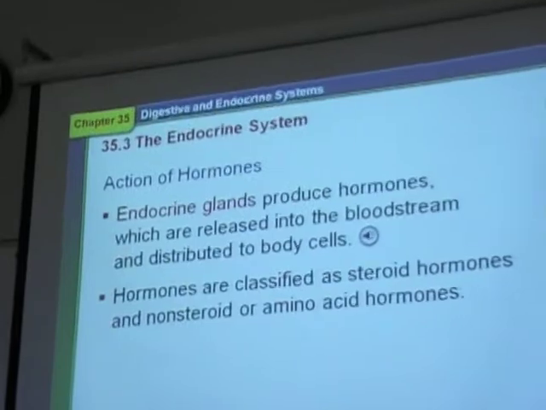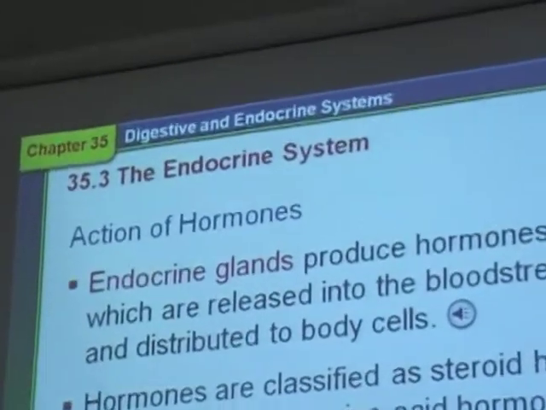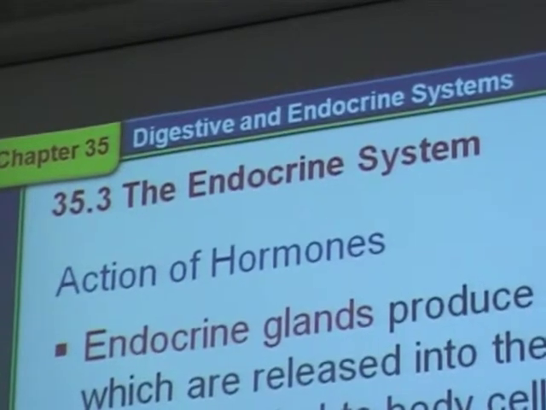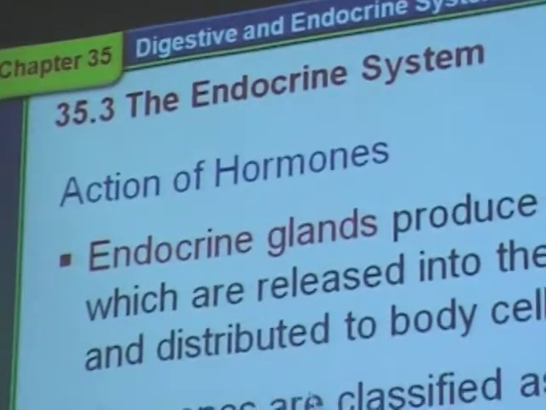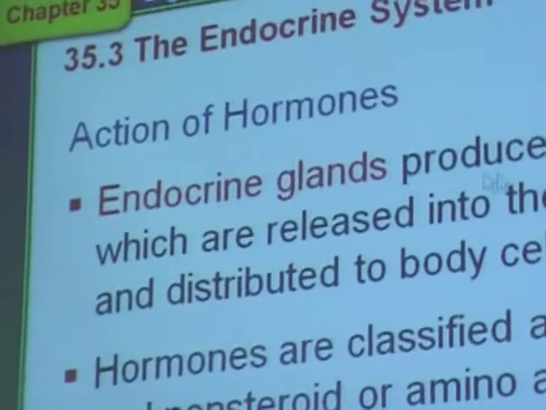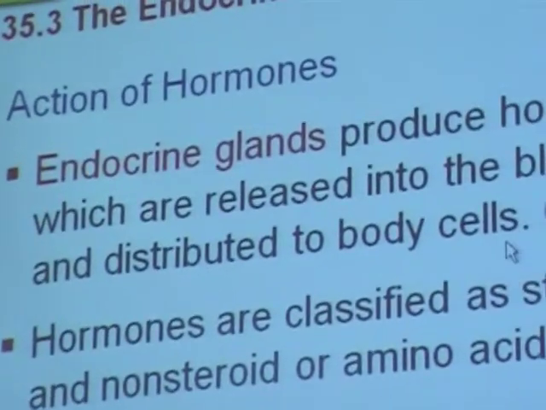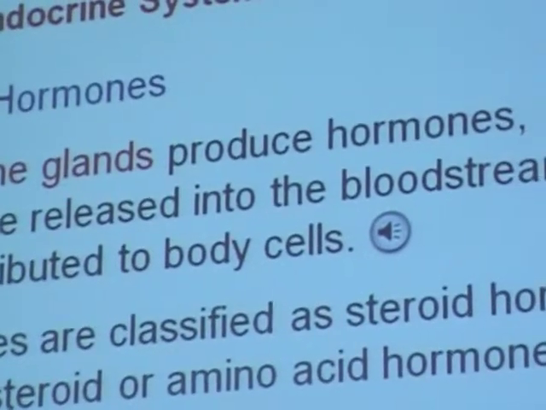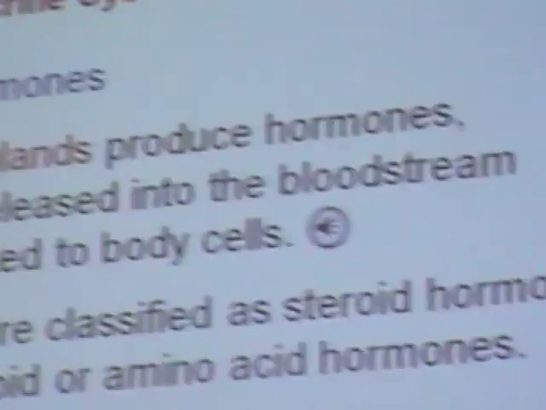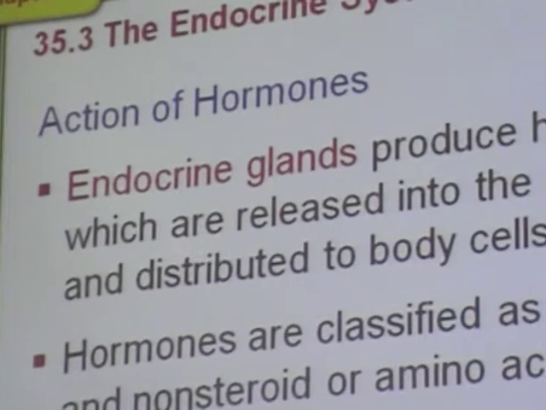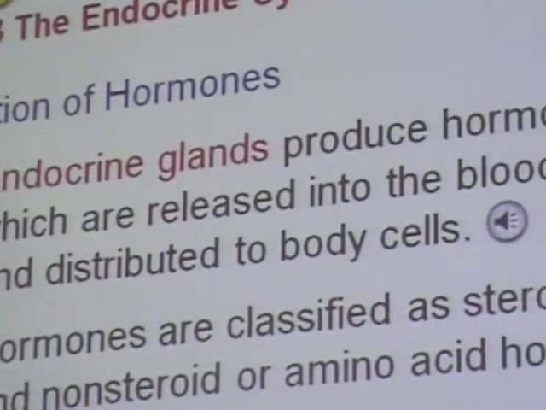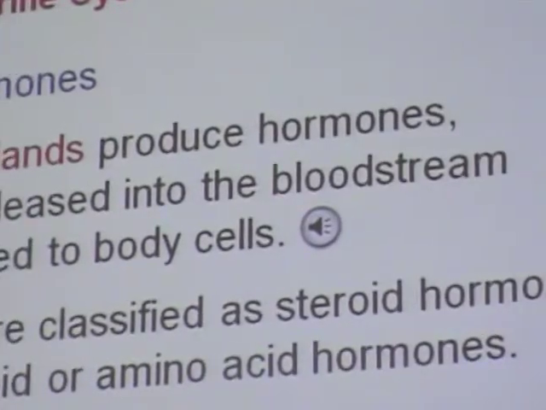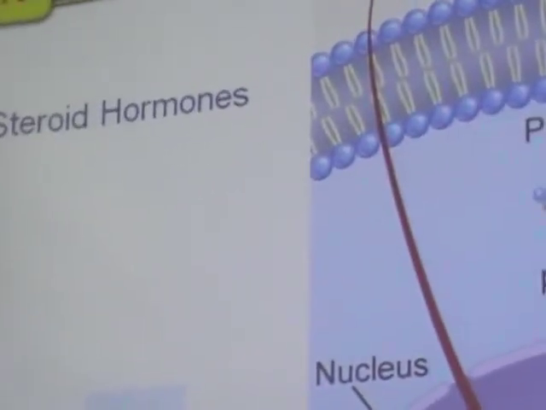Okay, an endocrine gland. Alright, my turn. An endocrine gland is a gland that produces a hormone, and a hormone is a chemical way of communication. Last chapter we talked about nerves that communicate through electrical signals. Hormones are ways of communicating through chemicals. And there's two types of hormones: steroid hormones and non-steroid hormones, and I'll show you both of them here.